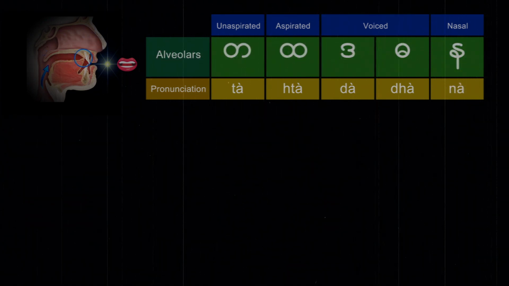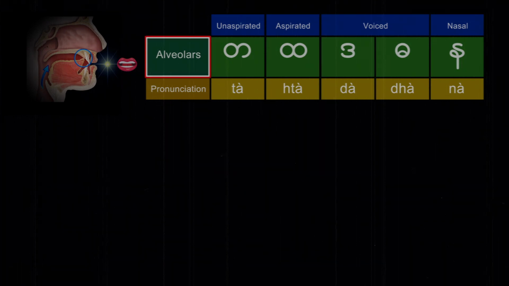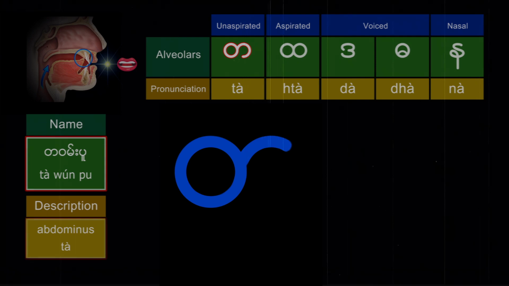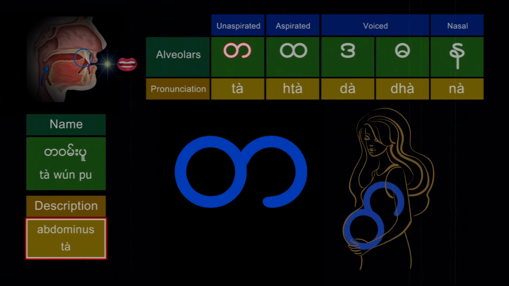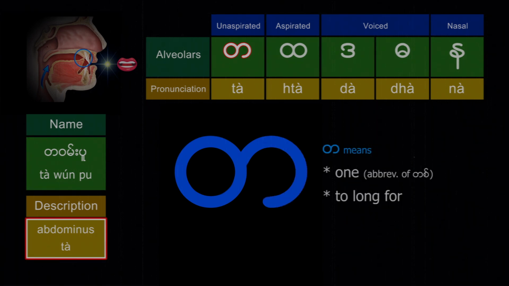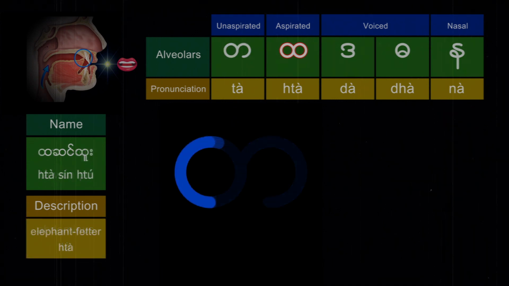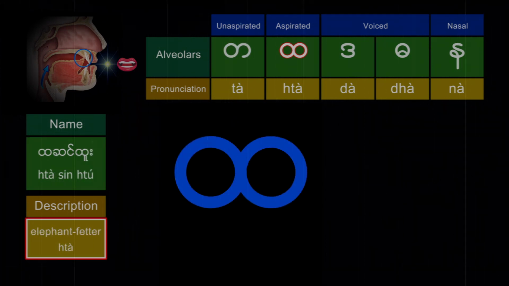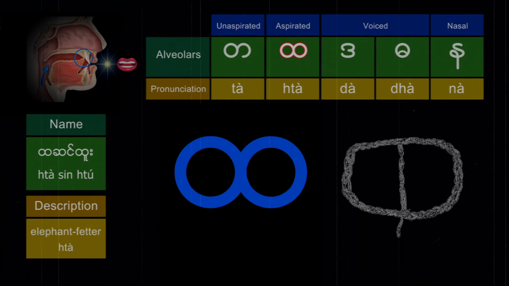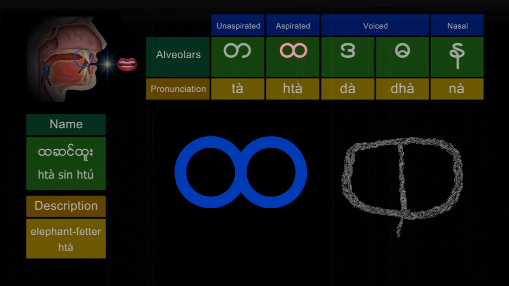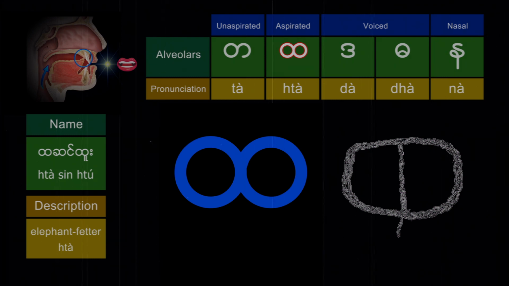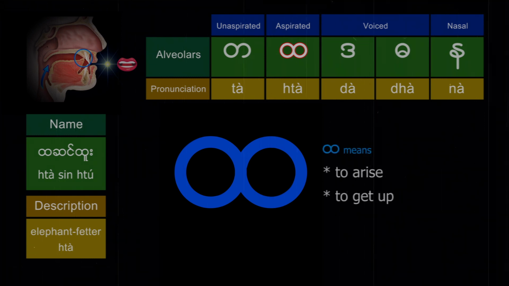Okay, let's have a look at the fourth group that contains modern alphabets which give alveolar sounds. Ta Wumpu means abdominis Ta, and it gives a softer Ta sound. Ta Sindhu means elephant feather Ta, because it looks like an equipment used by Burmese elephant keepers in order to restrain leg movement of the animal. The alphabet produces a softer Ta sound.